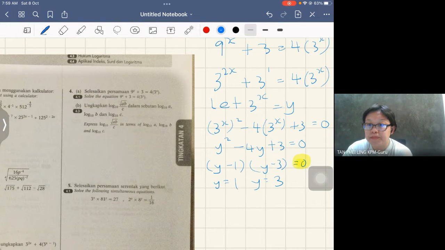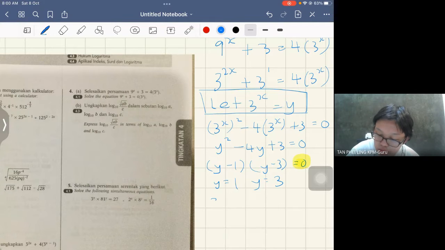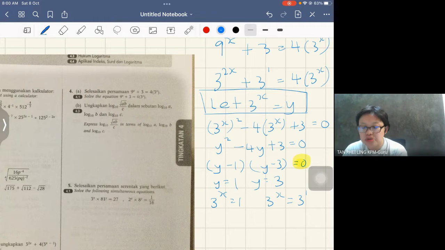Can you stop here? Before you move on, you check. They want you to solve this equation, which means you have yet to tell us the x. Am I right? So you are not here for y. Y is what you let yourself. So you cannot just stop here. You have to put 3 power x equals 1 and then 3 power x equals 3. Here you can see that 3 power x equals 1. What can make 3 power x become 1? Anybody?